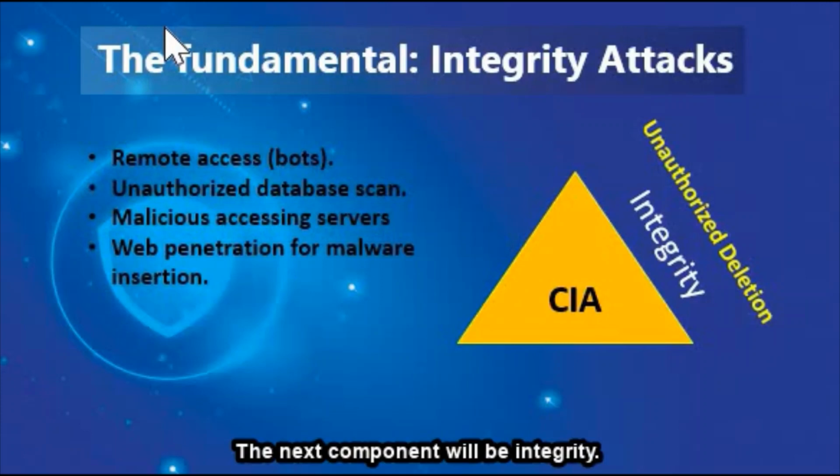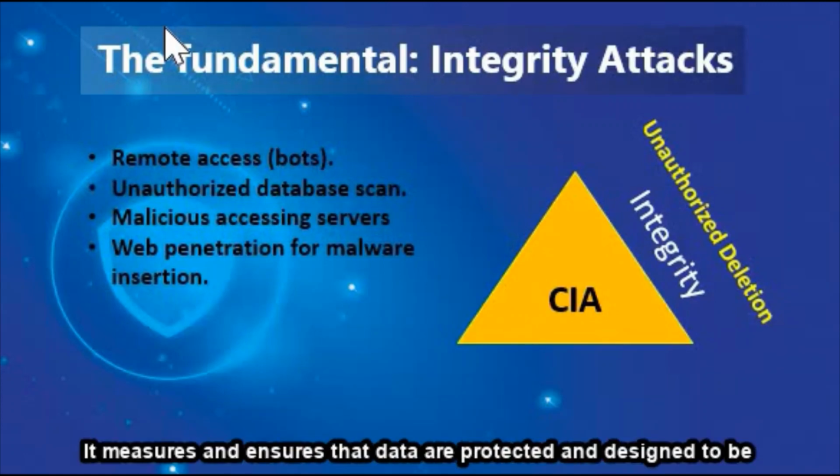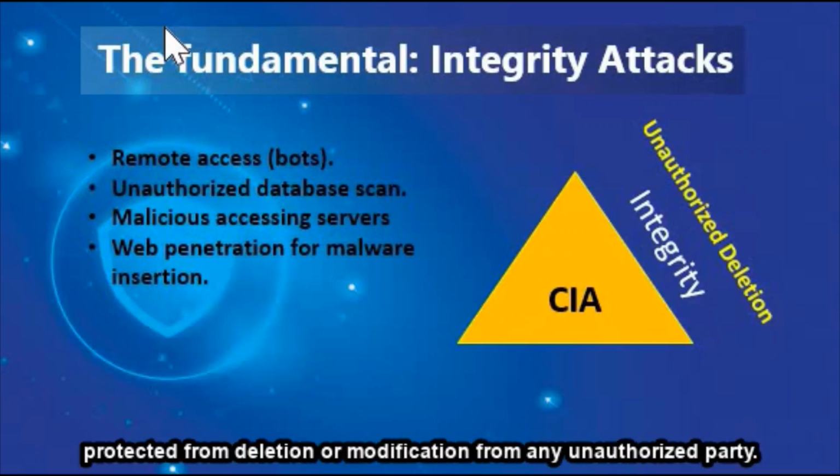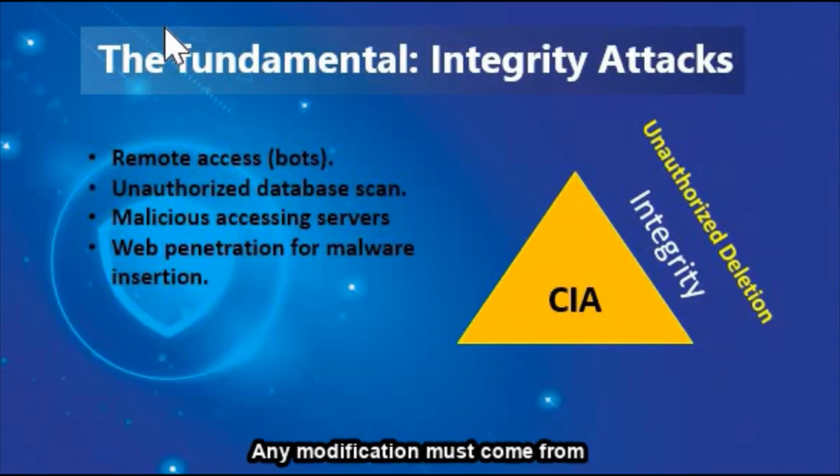The next component will be integrity, the I in the CIA Triad, which stands for data integrity. It measures and ensures the data is protected, and designed to be protected, from deletion or modification by any unauthorized party. Any modifications must come from an authorized party with the right access. Do double check. The key here is the right person must be authorized and have the right access.